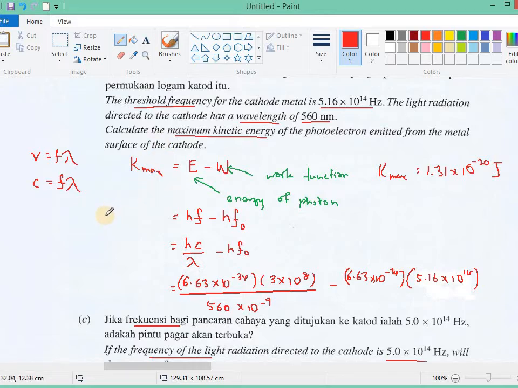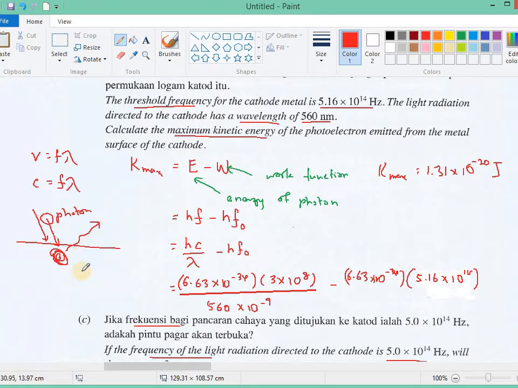So you see, the concept of the photoelectric effect is that, okay, this is the electron. So when there is light shining on the electron, that means the photon of the light that carries energy meets with the electron, and the energy will be absorbed by the electron. So when the energy is enough, then the electron can escape the surface.